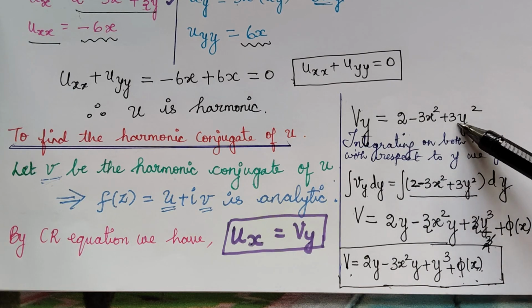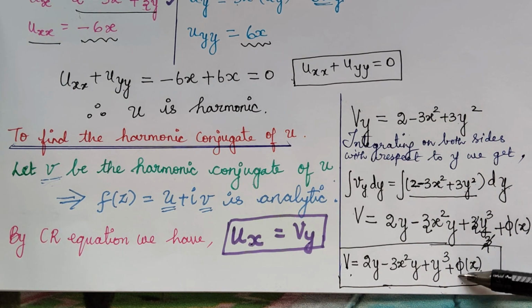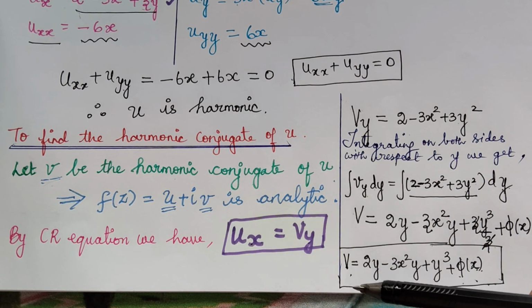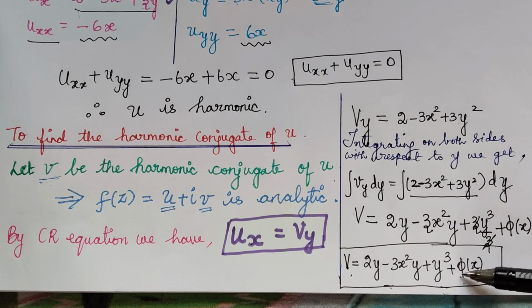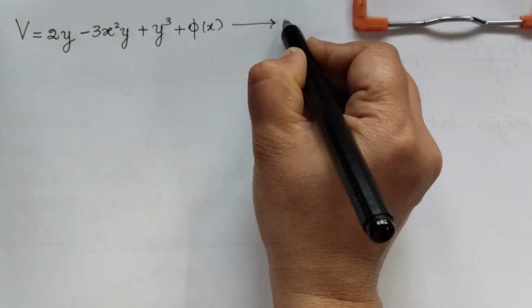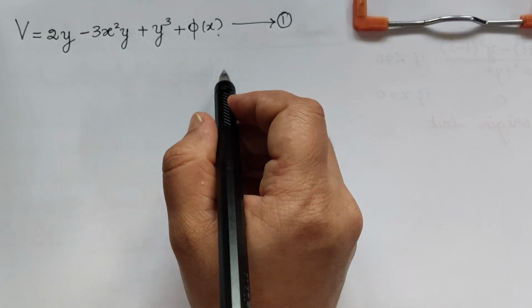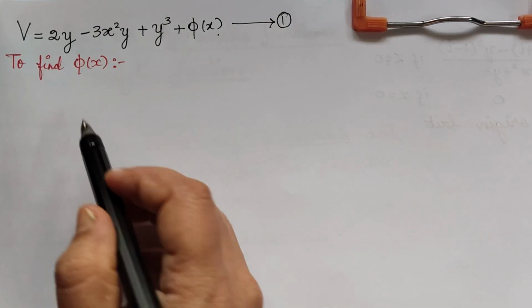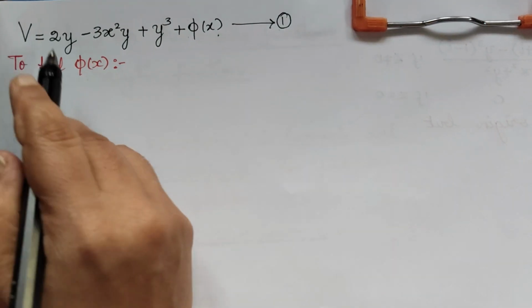So from v_y we have found the function v. Now since there is a constant of integration, we want to eliminate this. For that we are going to find v_x, and we will use the second CR equation. So I will show you that. I have written it here, and let me mark this as equation 1. Now we have to find this phi of x. In order to find phi of x, first we have to differentiate equation 1 with respect to x.